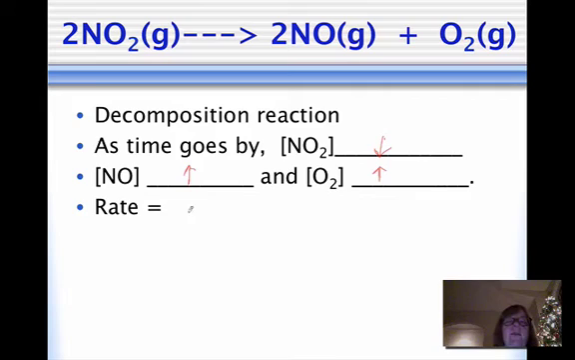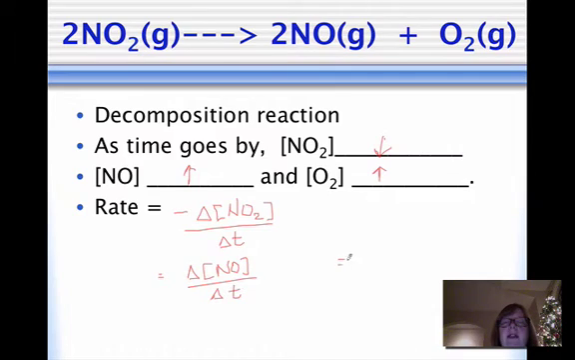So we could write these rate expressions like the rate is equal to the disappearance of the concentration of nitrogen dioxide per unit time. Or we could have written the rate is equal to the appearance, so no negative sign, of the nitrogen monoxide per unit time. Or we could have written that it was the rate of appearance of our other product, which is oxygen, per unit time. So again, rates are the change in concentration per unit time.